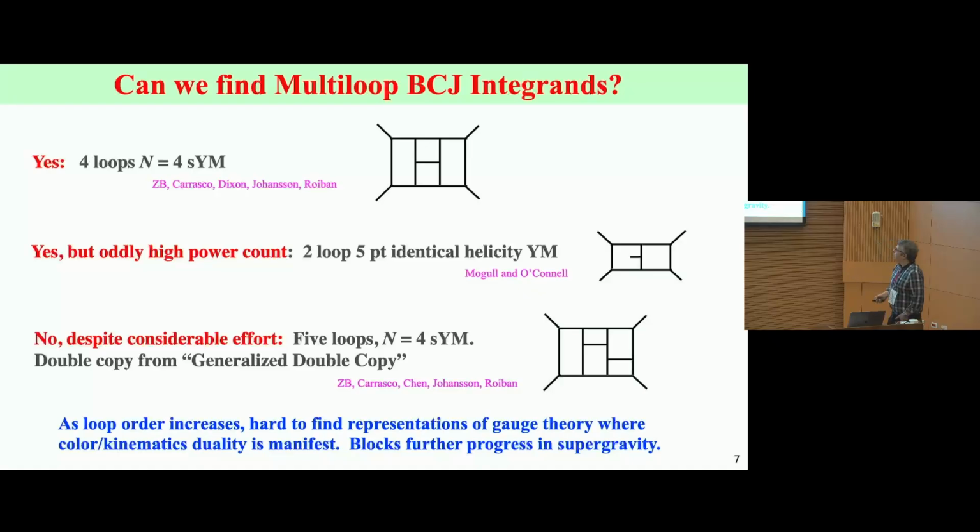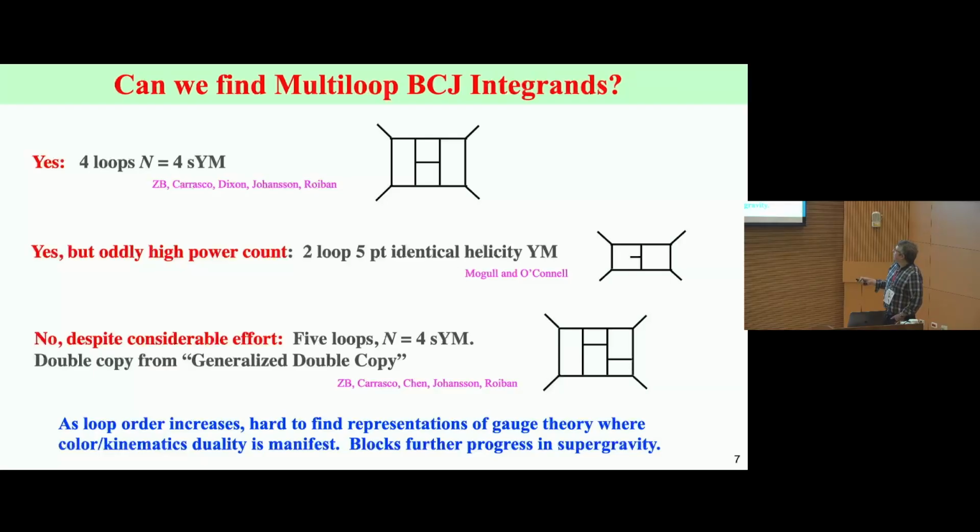So let's have a look. Can we find such integrands in terms of these cubic diagrams? A really good example is for loop N=4 super Yang-Mills, which has been used to then double copy into N=8 supergravity, study ultraviolet behavior, have a lot of fun with that. And this works very well.